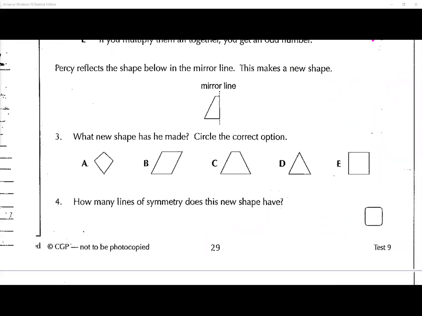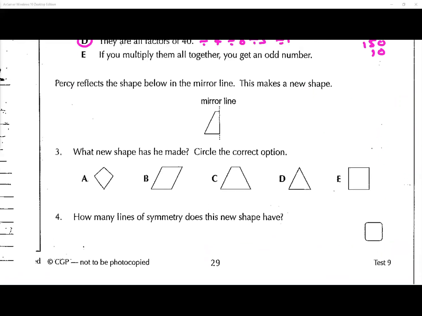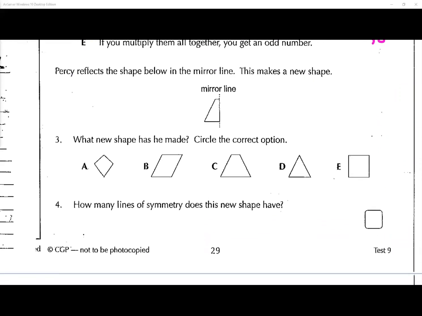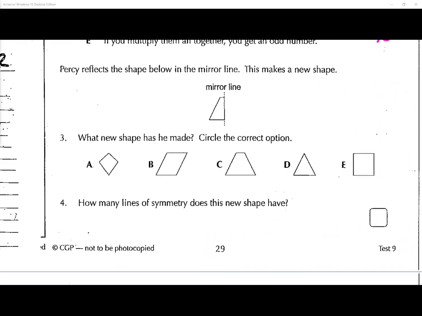Let's move on. Okay, Percy reflects the shape below in the mirror line. This makes a new shape. That's one of the topics we've been doing last week. We were drawing mirror lines on the shapes. This week we'll actually be doing the reflection, which is based on this question. That's in the next part of our lesson. So if I was to do reflection, this bit which is here will be over there on the other side. This bit on the left will be here now on the right. And then we just join those two up. So it gives us shape C.